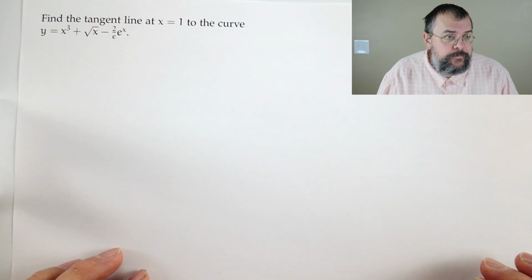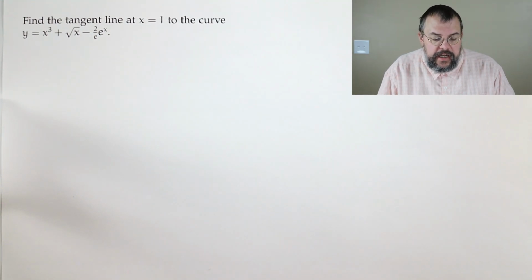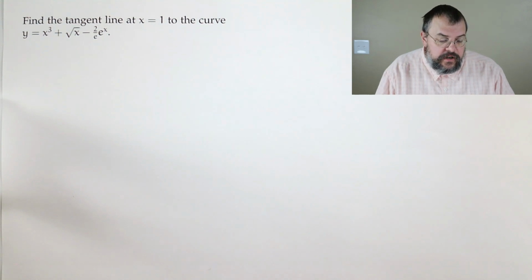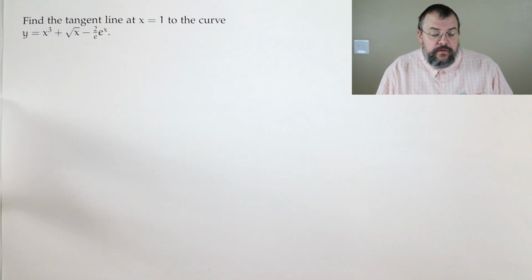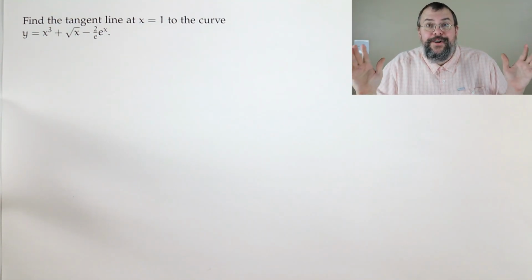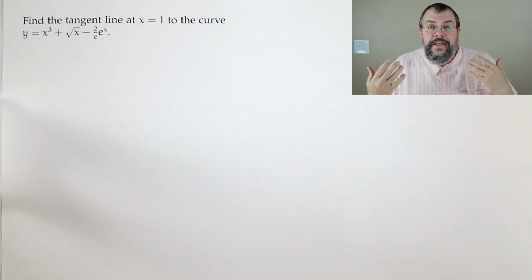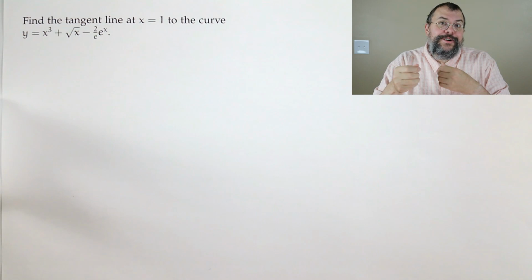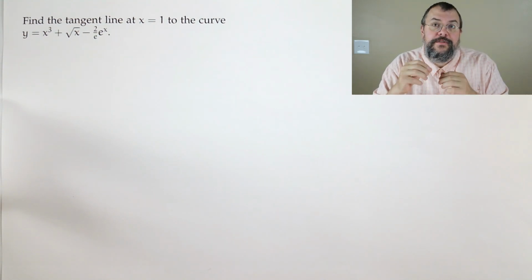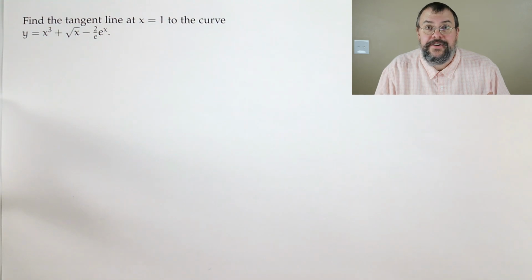All right. Here we go. Find the tangent line at x equals 1 to the curve y equals x cubed plus root x minus 2 over e to the x. So there's this curve. I don't know what it looks like. But I'm after a tangent line. So implicitly it's saying, how does this curve look locally near 1? That's what I'm really going to answer by finding that tangent line.